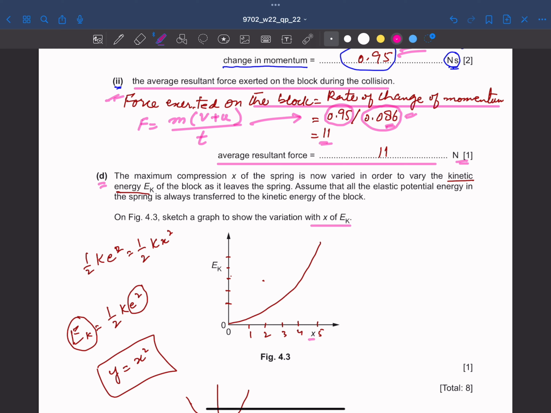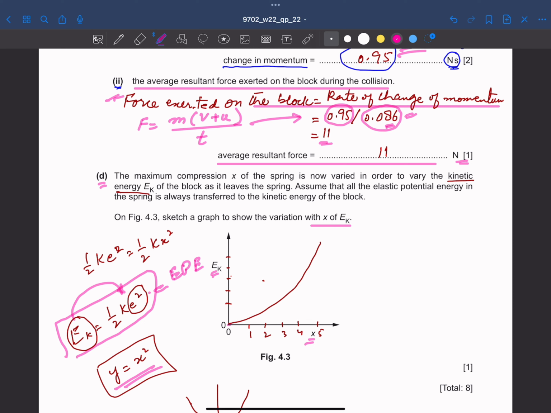So here you have x, and along the y-axis you have Ek. What you have already mentioned is that the elastic potential energy is completely changing into kinetic energy. So simply you can say that Ek is equal to half k x square, which is basically the elastic potential energy. So the relation is between Ek and x square, or simply the graph is like y equal to x square. So this will be the behavior of the graph.